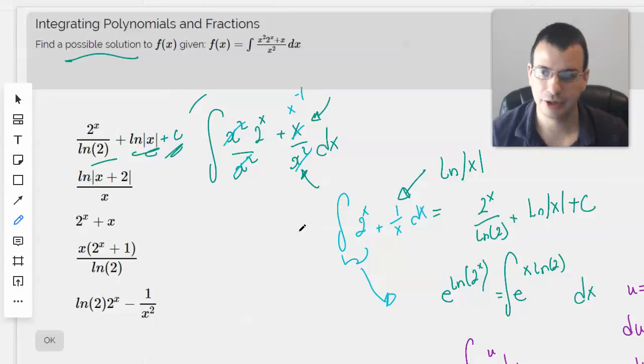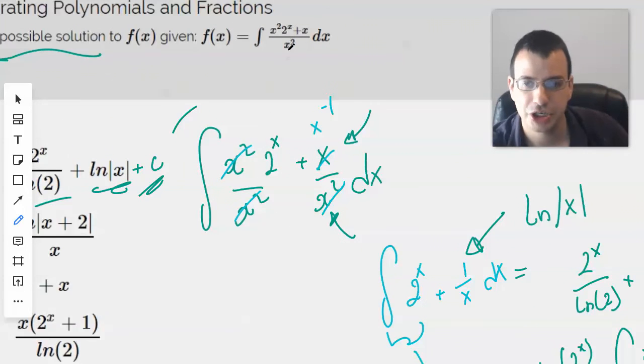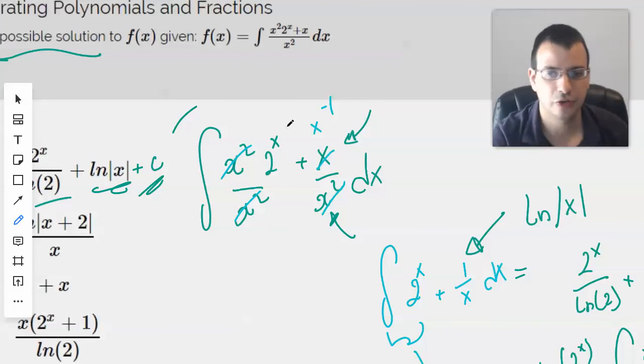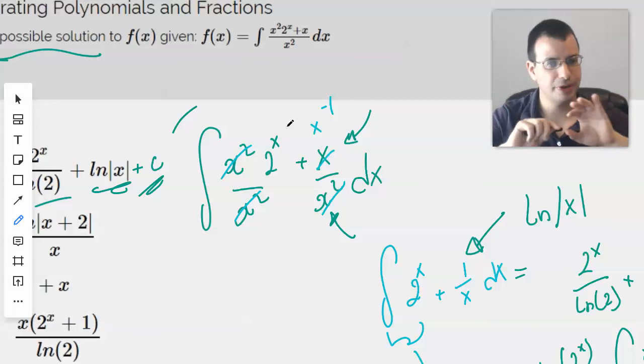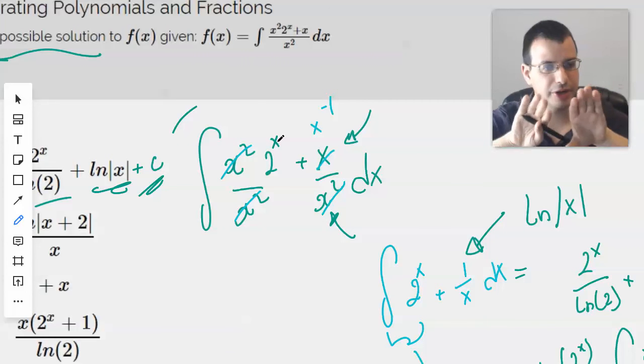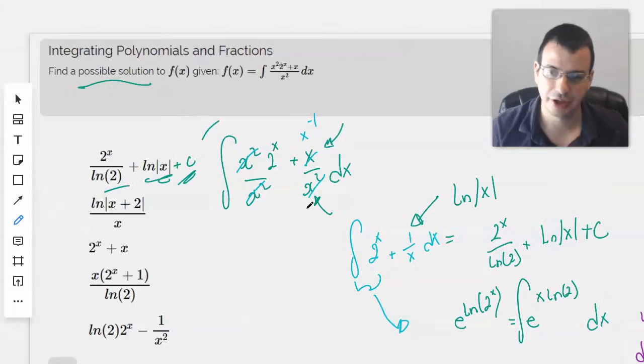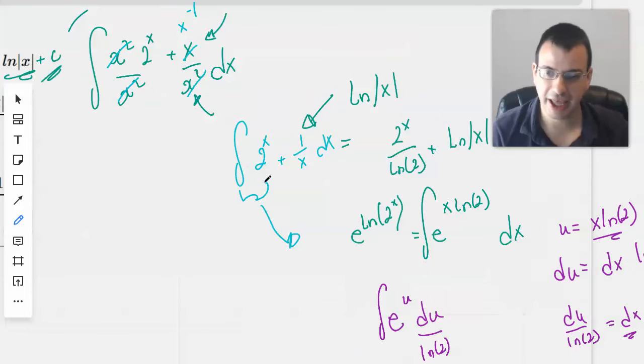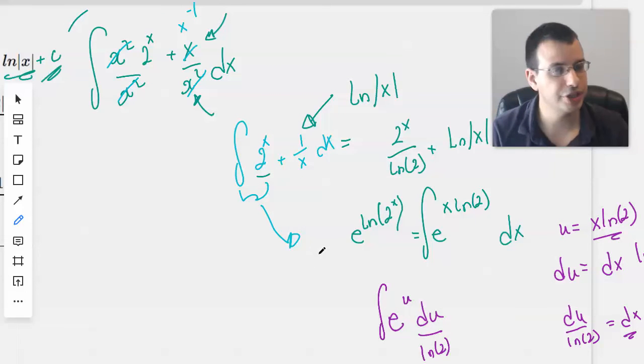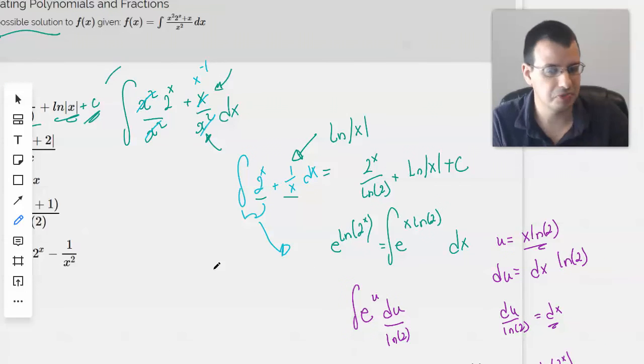So backtrack, big picture. We have our equation, x squared times 2 to the x plus x over x squared. We simplify it by distributing that x squared and breaking up the fraction into 2 parts. And then we just basically have the integral of 2 to the x and 1 over x, both of which aren't that easy, but we can do it.